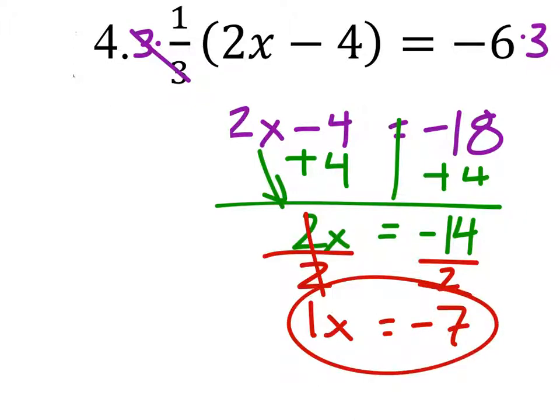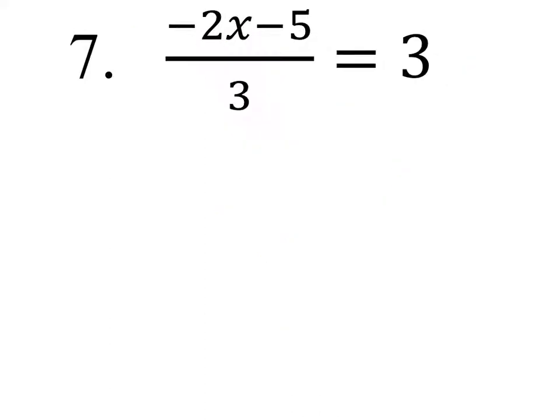That's it. And we could check this, right? 2 times negative 7 is negative 14, which was shown right here. And then minus 4, that's the negative 18, which is shown right here. And then times 1/3, bam, negative 6. There you go.